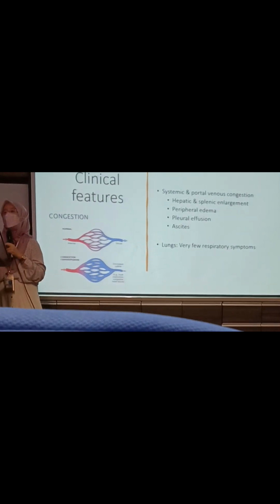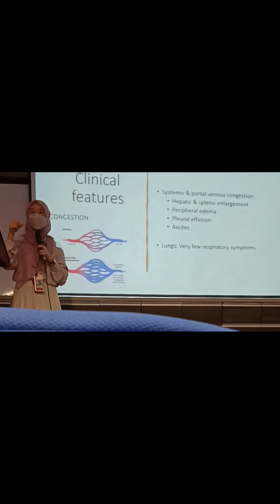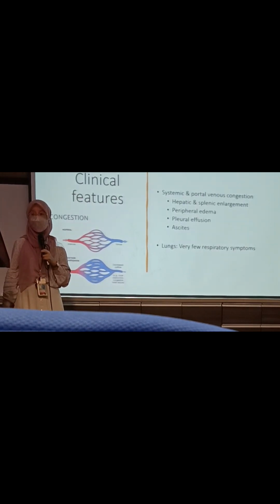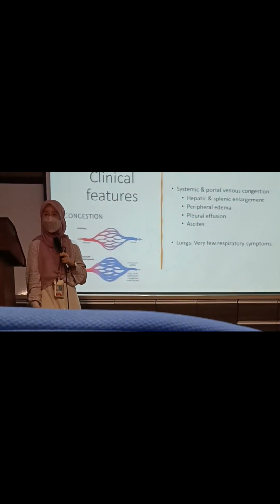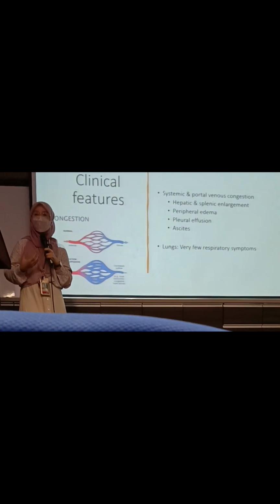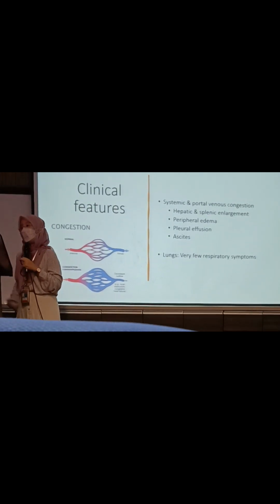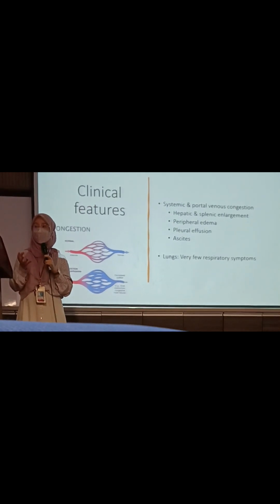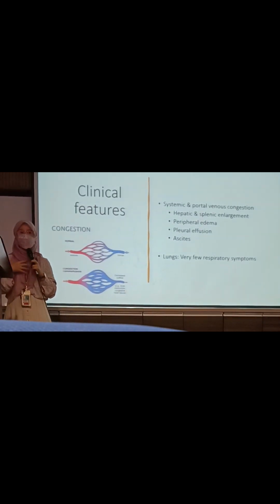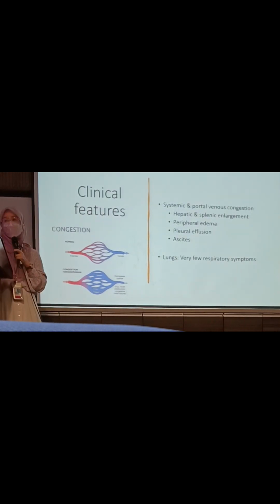The patient will get hepatic and splenomegaly, peripheral edema. When you press, what type of edema do you get? Pitting edema. When it is pitting edema, it is usually clinical. So to see the severity of edema, you start from the ankle and go upwards. If it is too severe, the edema will reach the presacral area. Presacral edema. Pleural effusions means there is a collection of fluids inside the pleural space. Ascites, and in the lung we have very few respiratory symptoms, unlike the left-sided.